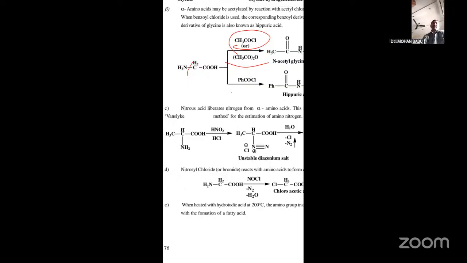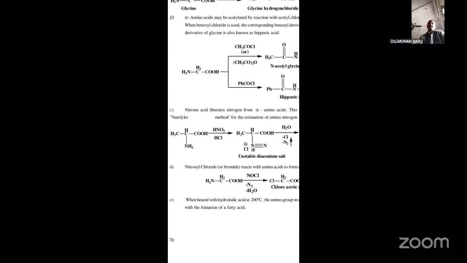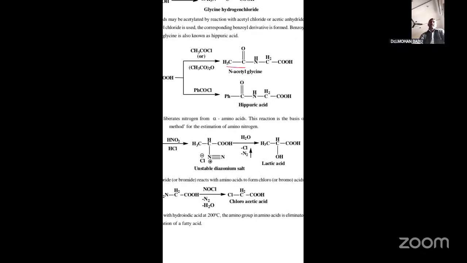The amino group is converted into an amide. Amide formation, you get N-acetyl glycine here, where a nucleophilic substitution reaction is taking place. Because the acetyl chloride has an electrophilic carbonyl center, the NH2 group attacks at the electrophilic carbonyl center and expels the chlorine.